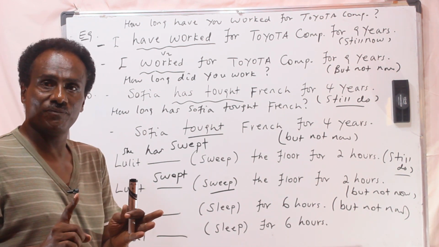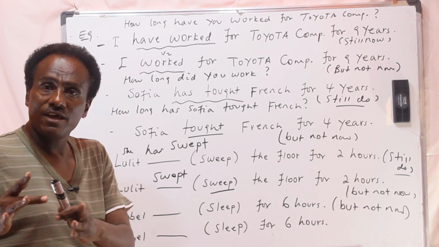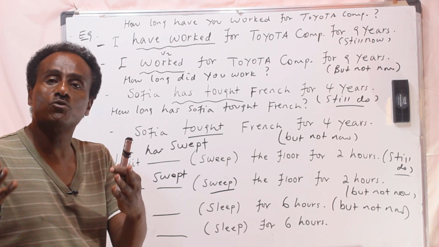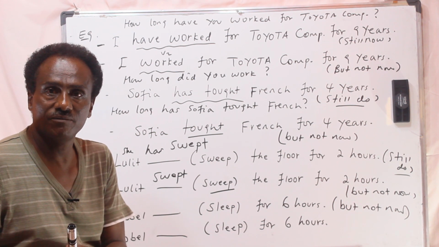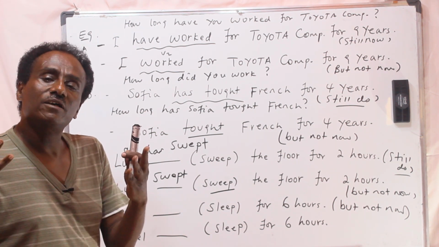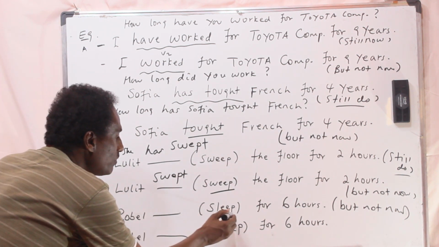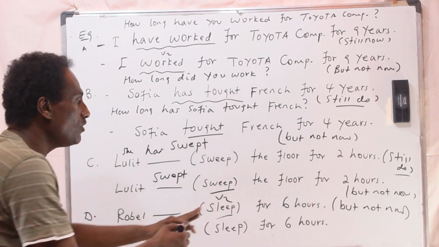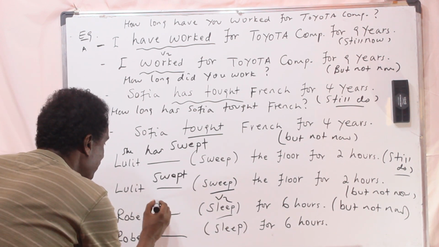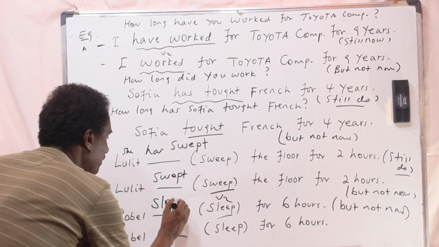Perhaps now he's emailing, okay? Perhaps now he's working on his computer, or busy doing something on his computer. So let's see, verb 2: slept.